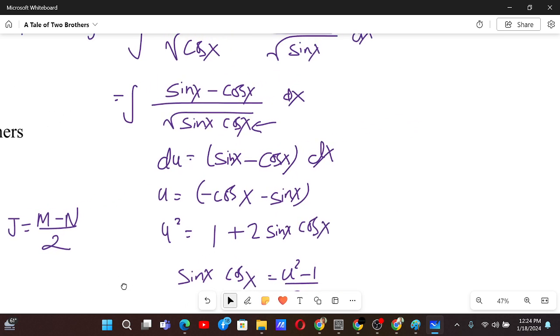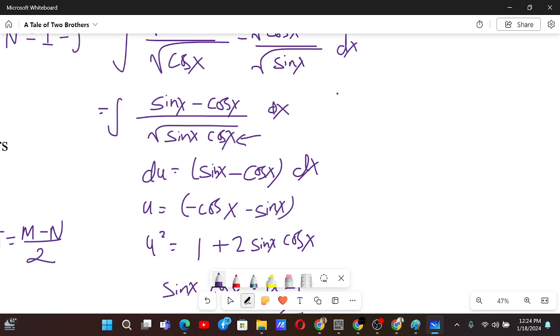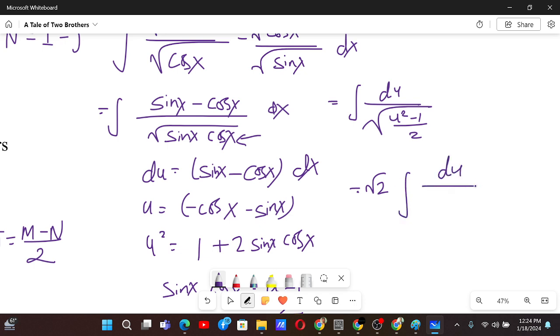And then what will we get? We will get du by root under (u square minus 1) by 2. Now root 2 can be taken outside, and then we have du by root under u square minus 1.